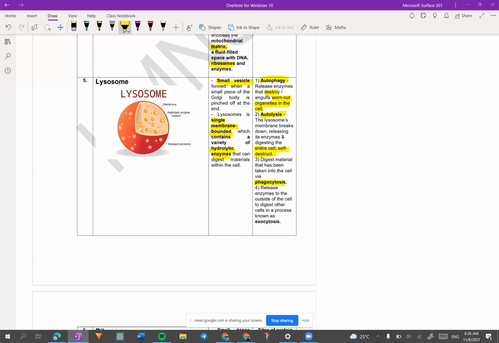So phago makan, cytosis maksudnya cytosis lah, right? So phagocytosis dia makan, nak makan nak kena digest. So dia akan digest lah, lysosome ni ada hydrolytic enzyme, so dia akan pecah-pecahkan apa yang awak makan tu. Okay. And then dia akan release enzyme, also dia boleh buat exocytosis untuk release the enzyme outside of the cell to digest other cell in process known as exocytosis. So kalau dia nak macam serang sel lain ke kan, so lysosome probably one of the thing yang akan serang that thing lah, yang akan break down the other cell.